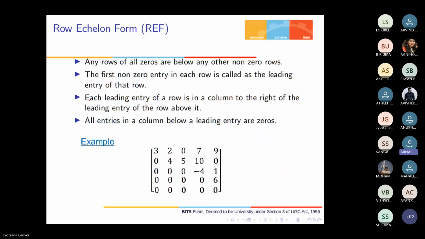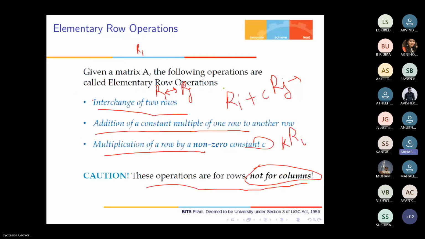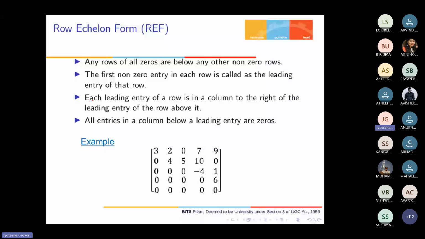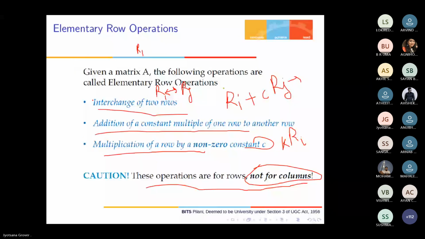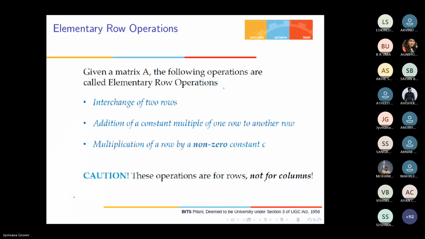Why is it said that there is no column operation? I'll tell you, just a second. If you interchange 2 columns, I'll tell you the reason for that. Just wait for a time being.